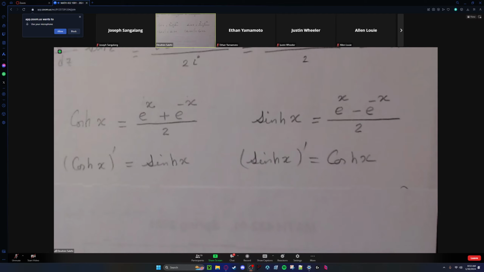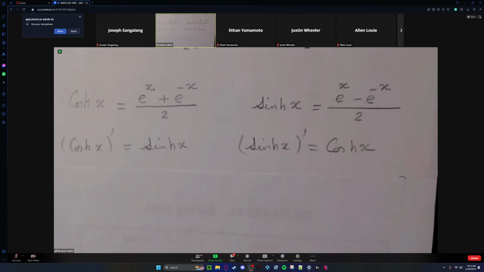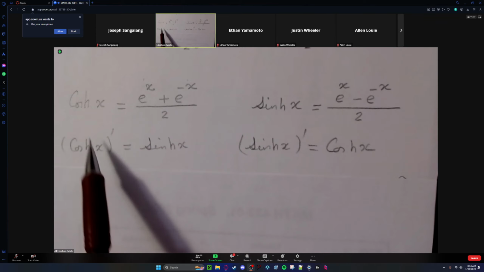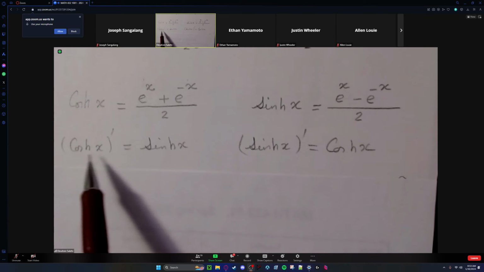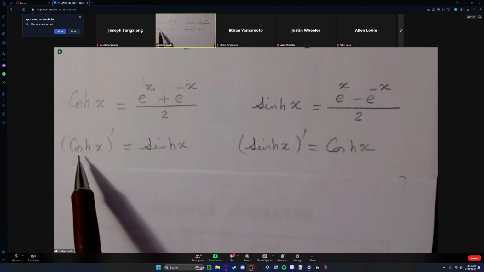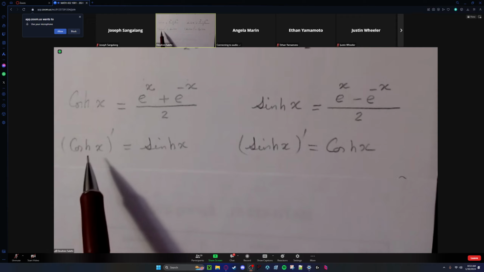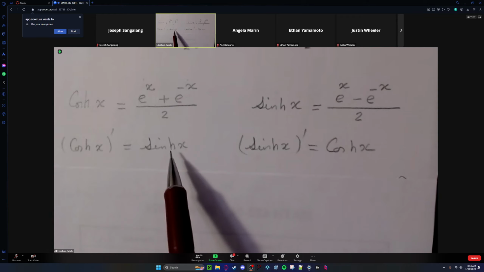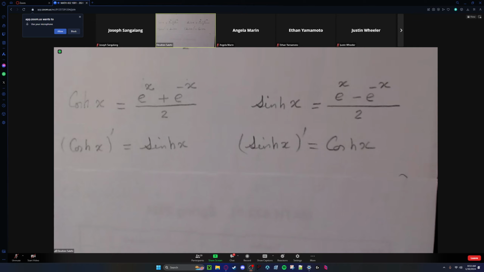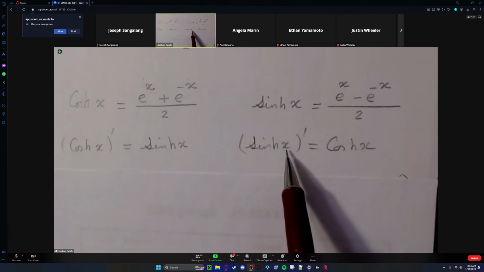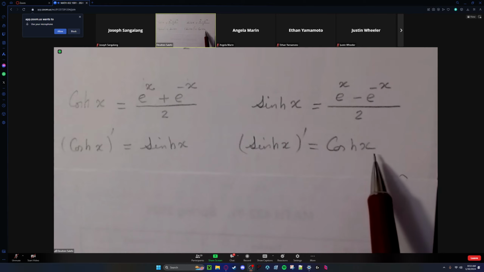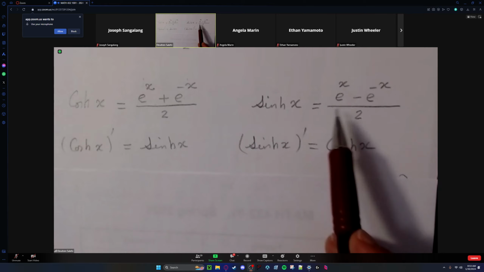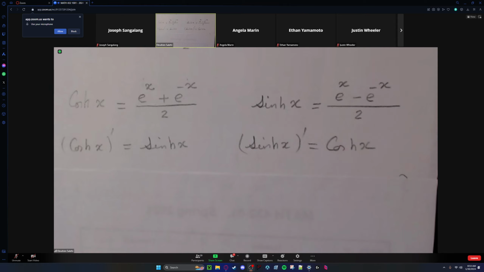Well, the derivatives, when it comes to these hyperbolic functions, derivative of cosine hyperbolic, we usually say cosh, is sinh, and derivative of sinh, which is sine hyperbolic, is cosine hyperbolic. Just going through this, taking derivative of those two little fractions.